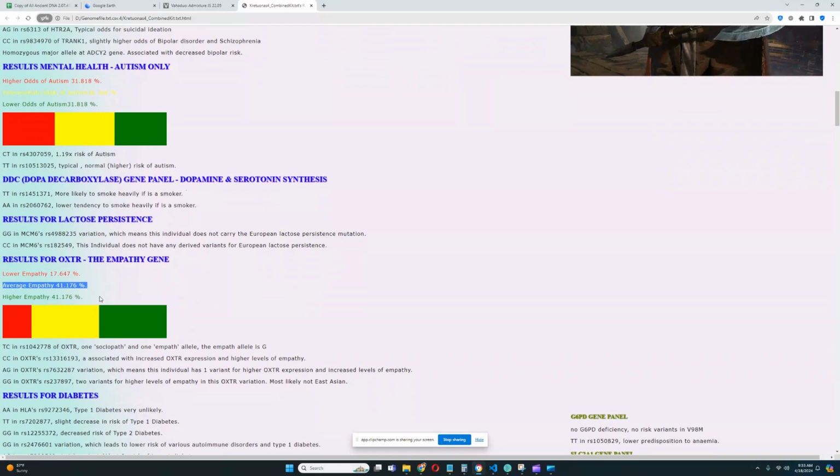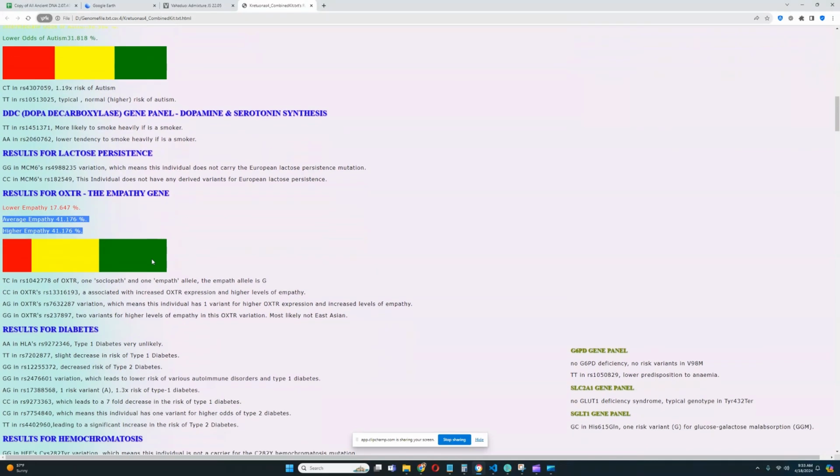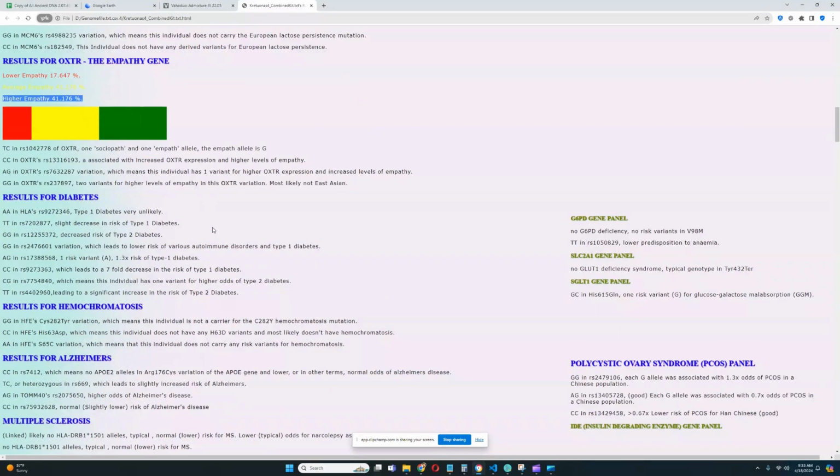Actually, no. She has a predisposition to a slightly higher level of empathy because this empathy panel takes into account all of these empathy variations, right? So she's got some genotypes that code for sociopathy. For example, she has some sociopathic alleles, like she's got the T allele here, which is the sociopathic allele. But overall, she's more of an empath, right? And because of that, the score for higher empathy is higher than the score for lower empathy. Like, 17% for lower empathy, 41% for higher empathy. So she's more of an empath in terms of phenotype.